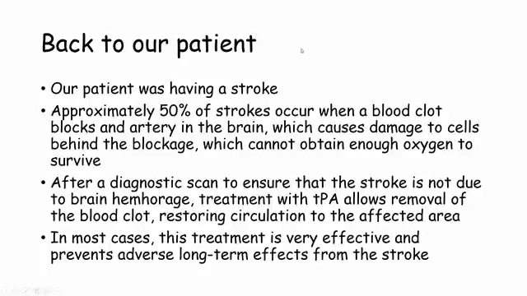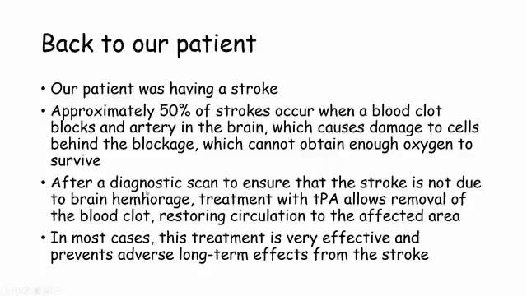So back to our patient that we started with. This particular patient was having a problem known as a stroke. A stroke is what happens when blood flow in some region of the brain is restricted, preventing oxygen and other nutrients from reaching the neurons that need a lot of oxygen and nutrients behind where the blockade happens. About half of all strokes happen when a blood clot forms in the brain and blocks that artery, causing damage to the cells behind it.